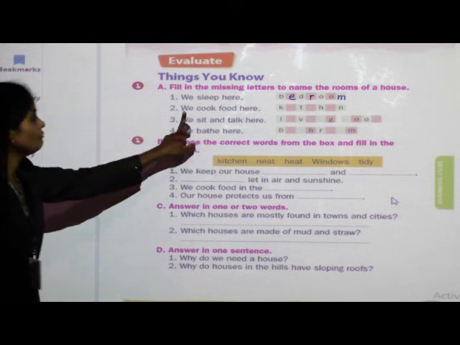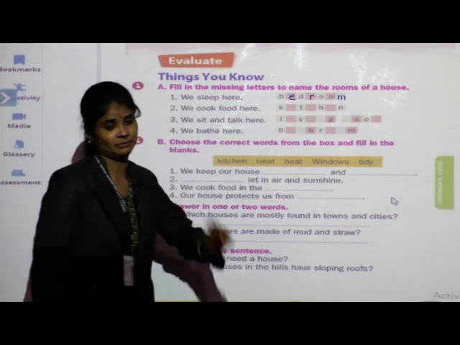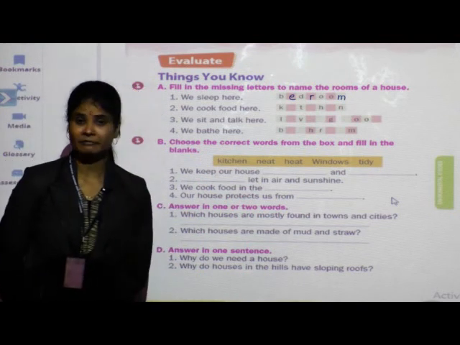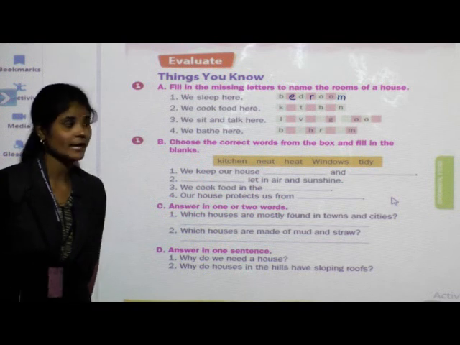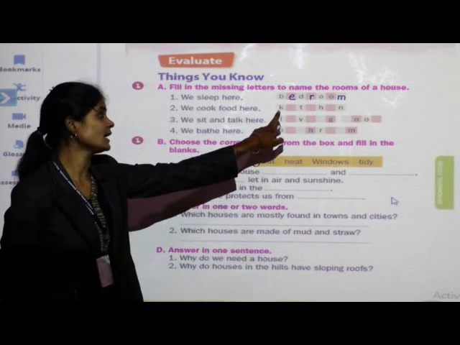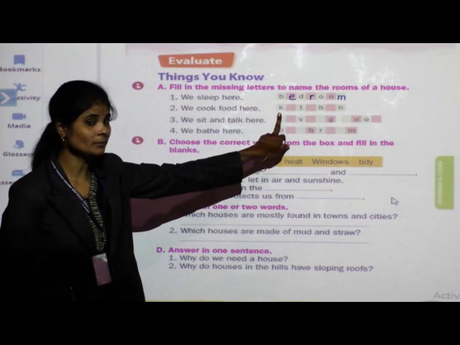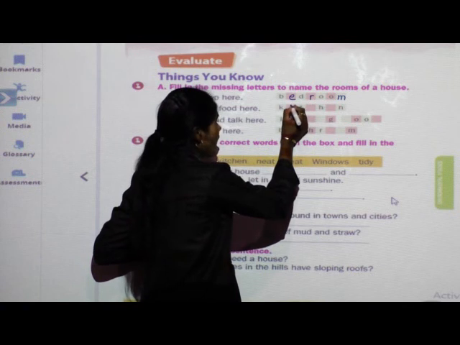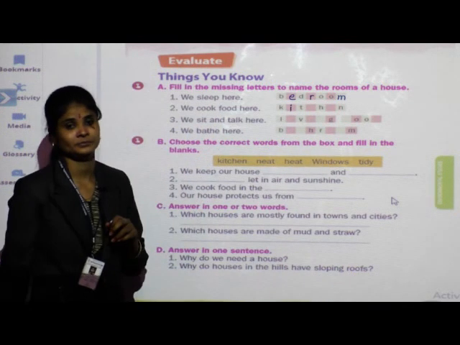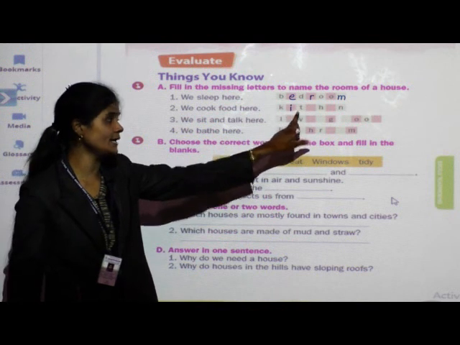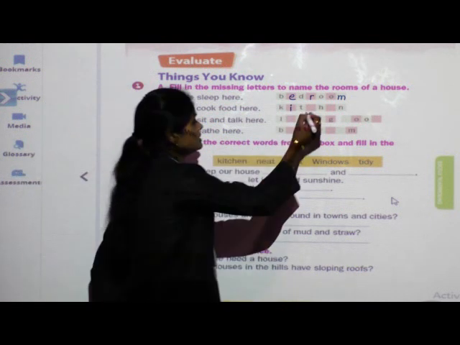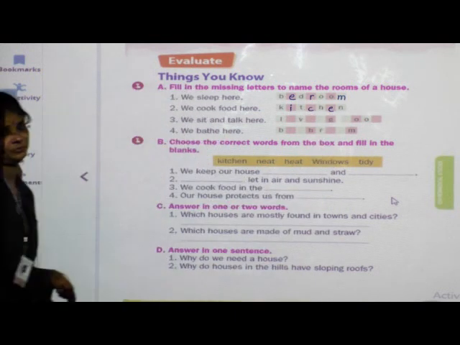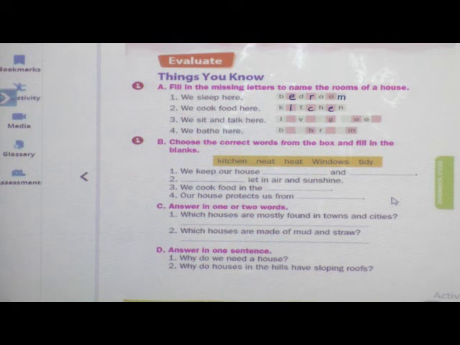Next, we cook food here. Where does your mama cook food? In which room? The name of that room starts with K. Which is that room? Kitchen. Correct. Right. K-I-T-C-H-E-N, kitchen. We cook food in a kitchen.